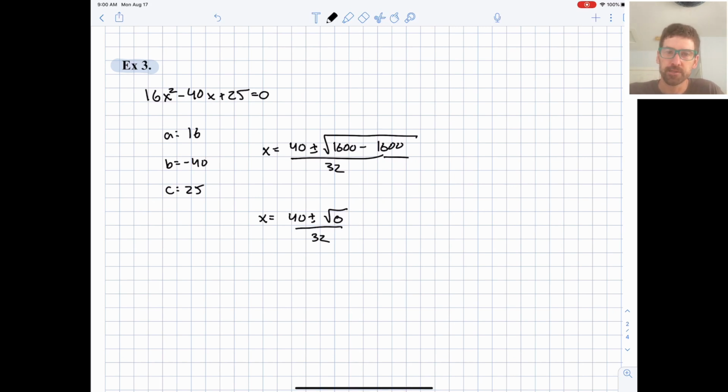Okay, so we have one solution. When we plus or minus 0, we're not changing anything. When we add or subtract 0, we get just 40 over 32, which can reduce down. Divide both top and bottom by 4 is 10 over 8. We can keep going, which is 5/4. Okay, so we have one solution to this quadratic equation, and that's a good place to stop.